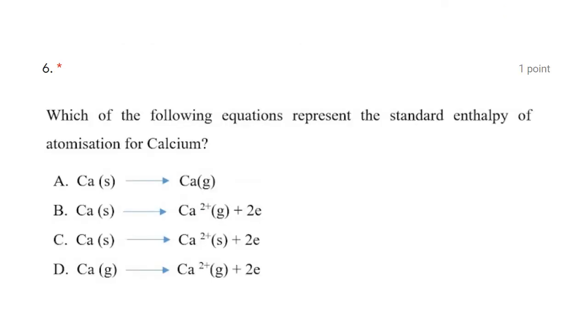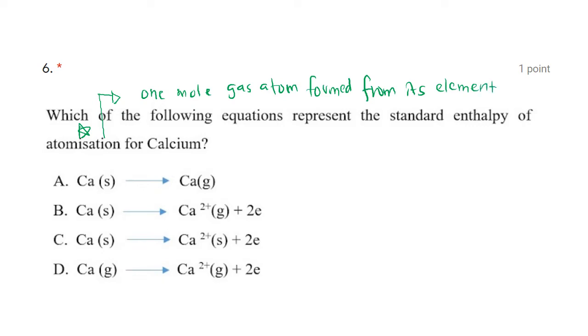Number 6. Which of the following equations represents the enthalpy of atomization for calcium? So roughly recall back the definition for enthalpy of atomization is 1 mole gaseous atom formed from its element. So because the keyword here is atom, it's the product.